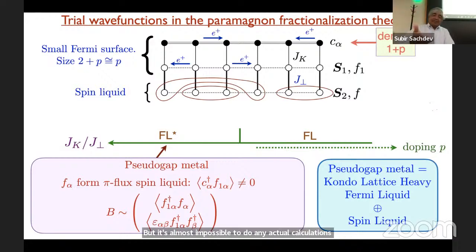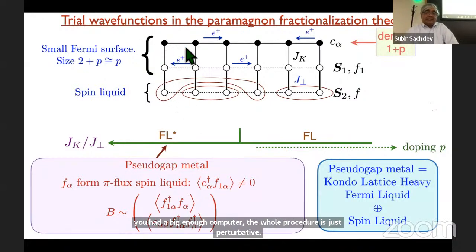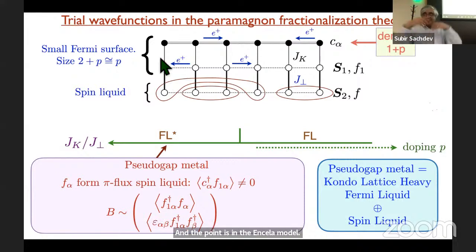and it's confusing. So instead, I'm advocating this Ancilla model. In the Ancilla model, the boson is just a coupling of the spin liquid to the electron-like carriers on the Fermi surface. And in principle, this can all be done quantitatively if you had a big enough computer. The whole procedure is just perturbative. And the point is, in the Ancilla model, you get these small pockets for free. It just comes right out. It's the starting point. You have the right quantum numbers of what's happening on the Fermi surface. In the usual approach of spin charge fractionalization, which there are thousands of papers on, that's not free. That requires a lot of work. Here we get that for free.